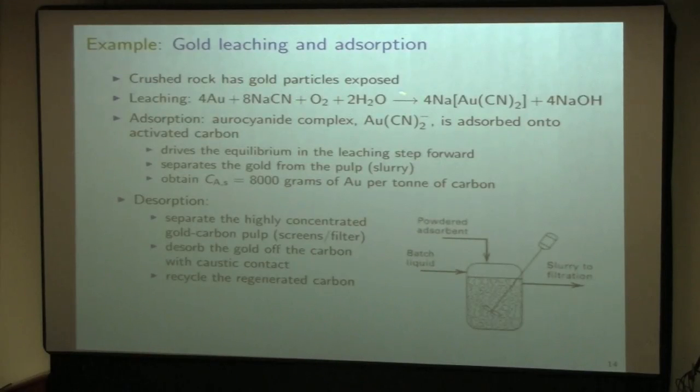And this is a redox reaction, and we'll form the sodium aurocyanide compound. So AuCN2, that's my aurocyanide complex, that's now in solution. So I'll take that gold and essentially leach it off the particle.